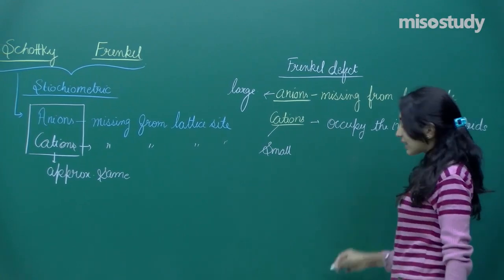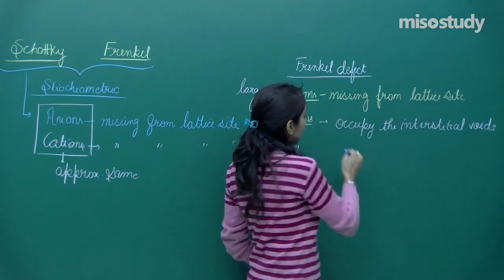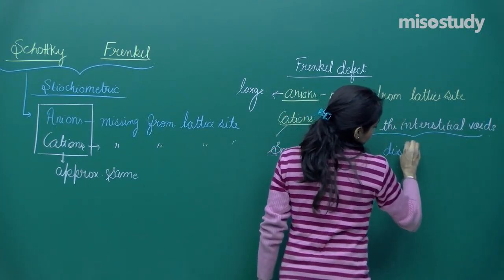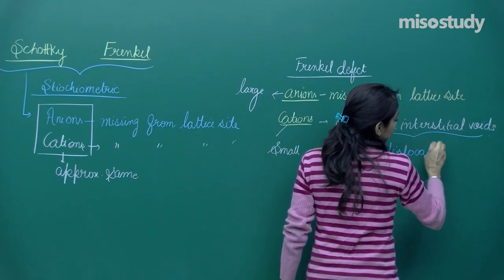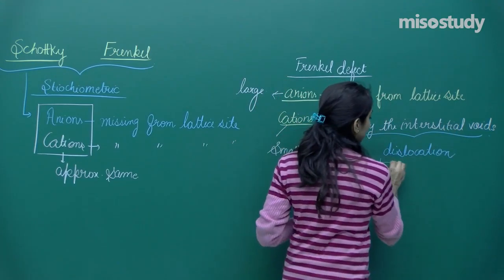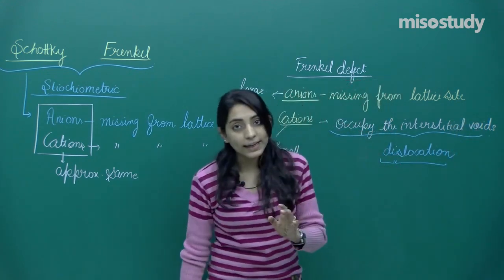That means the cation is now undergoing a dislocation. Dislocation means that there is a change in the location. So there is a change in the location in the case of Frenkel defect.